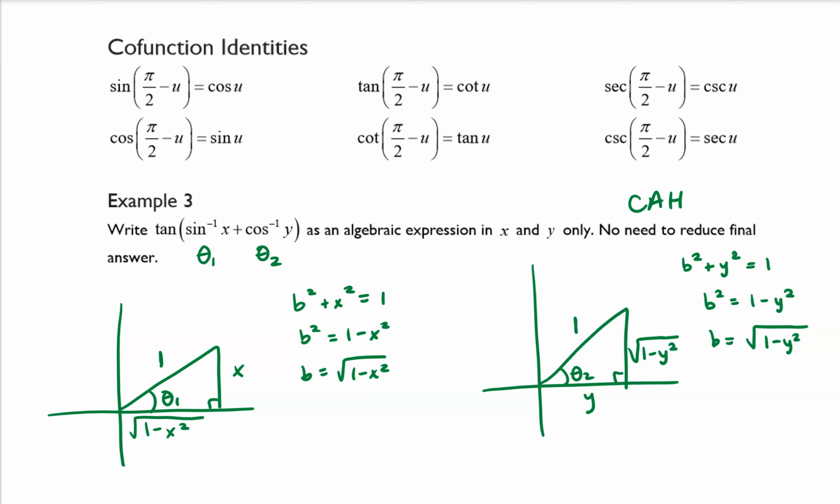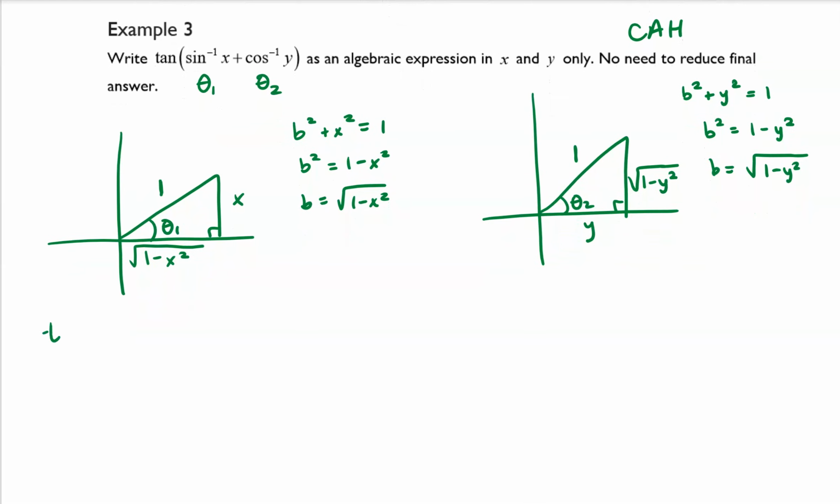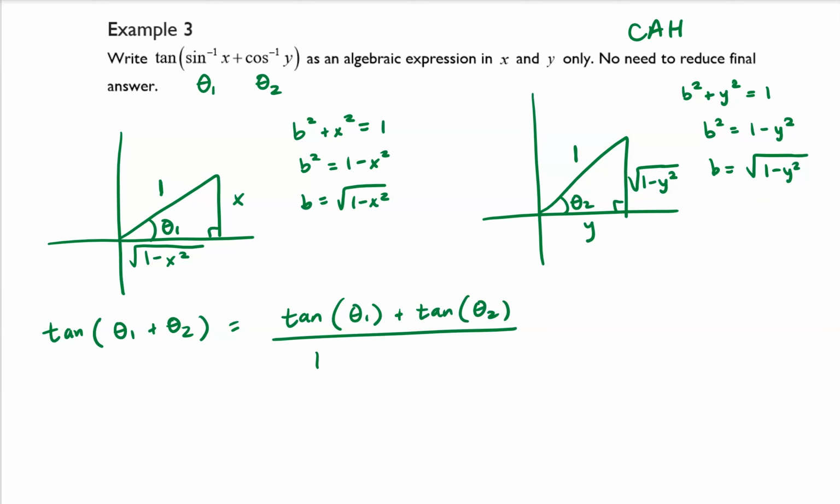And now I want to use the sum formula for tangent, because if I rewrite what I have above, if I substitute in the thetas, then I have tangent of theta 1 plus theta 2. And now I'm going to rewrite this using the sum formula for tangent. So that's going to equal tangent of theta 1 plus tangent of theta 2 divided by 1 minus tangent of theta 1 times tangent of theta 2.